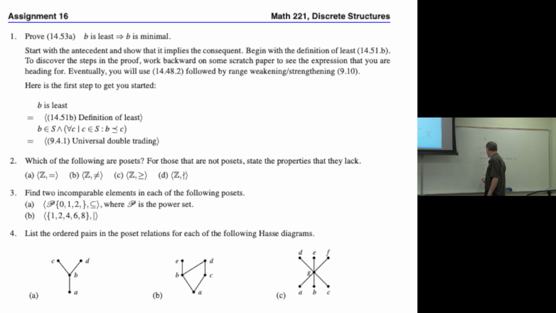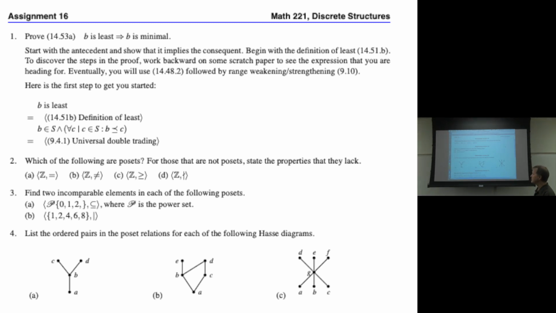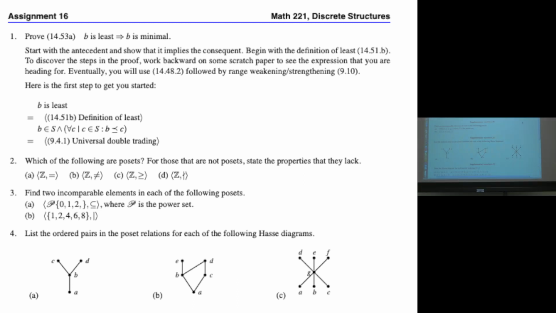List the ordered pairs. So here's S21. I think maybe what we'll do is we'll just say this one. All right. List the ordered pairs in the poset relations for each of the following Hasse diagrams. In order for it to be a poset, it has to be reflexive, antisymmetric, and transitive, right? So first of all, the fact that it's reflexive means we have to have AA, BB, CC, DD. Okay? We also have AB, in the Hasse diagram.